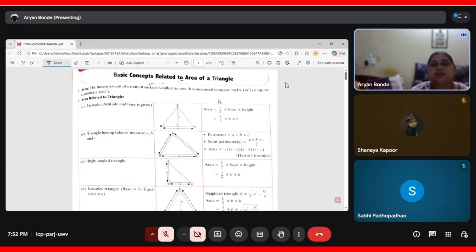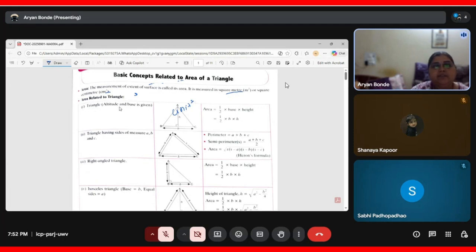Suppose in the example the unit is given as meter, then we use square meter. If the unit is given as centimeter, then we use centimeter square. If the unit is not given, then we simply use unit square. Okay, so here first we see the triangle.